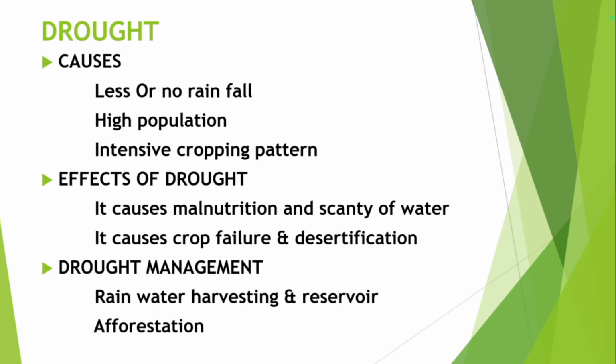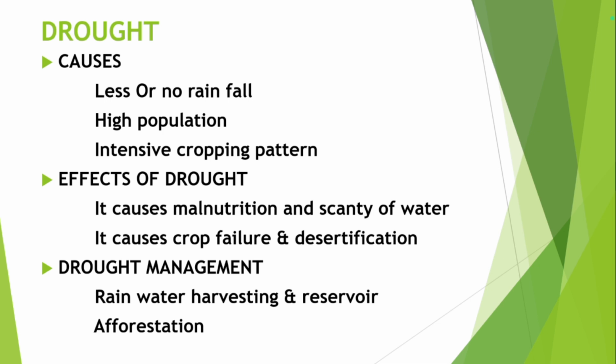High population. If there is high population, then there is misuse or the overuse of water. The overuse of water causes drought. Intensive cropping pattern. If the cropping pattern is intensive, then surely it will cause drought. Effects of drought. It causes malnutrition and scarcity of water.